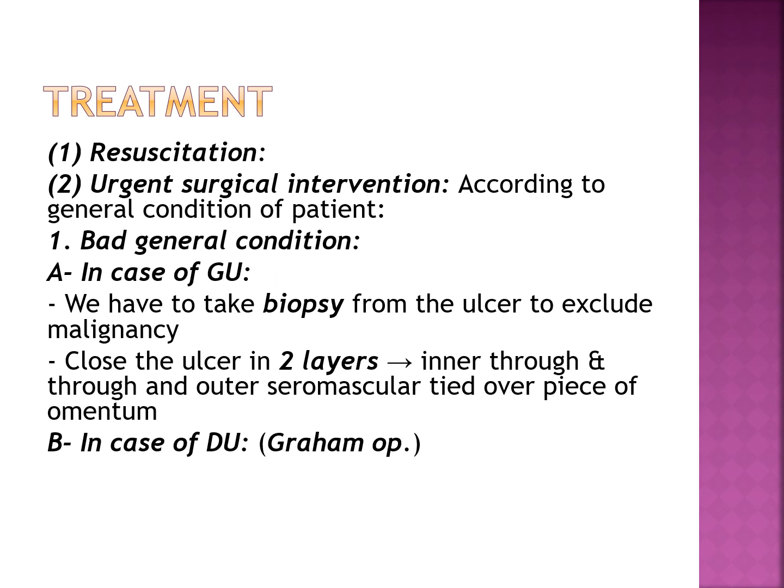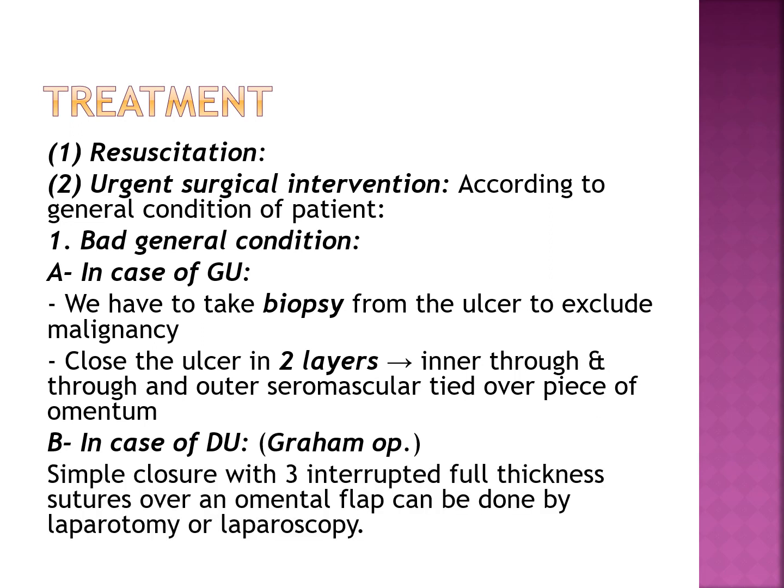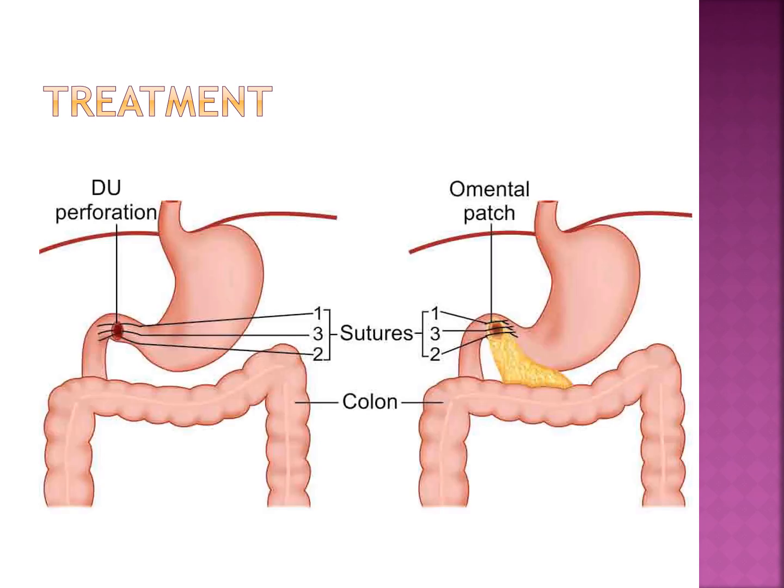The body tries to localize the site of the infection and control the sepsis and the perforation by migration of the peritoneum, the policeman of the abdomen, to this part or to this perforation, and that's exactly what is done in Graham operation, as we take an omental flap or an omental patch and we suture the perforation over this flap.